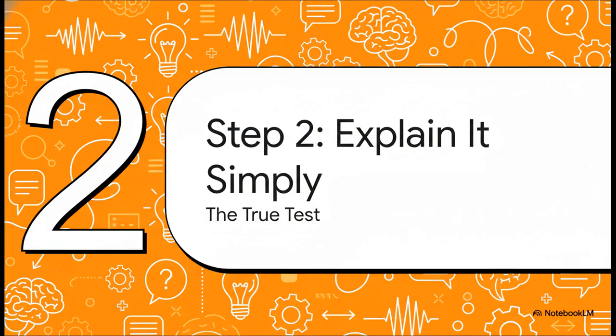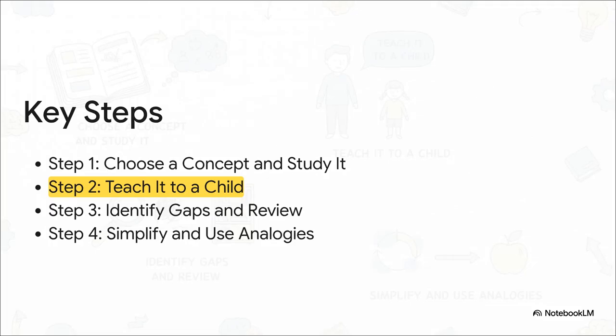All right, now for the step where the real learning kicks in. This is the moment of truth for your knowledge. Step 2 is where you really put your knowledge to the test. You have to try and teach it to a child. And the goal here is to explain the whole thing in the simplest terms you can think of. No jargon, no complicated stuff. This is what forces you to confront what you actually know versus what you just kind of recognize.